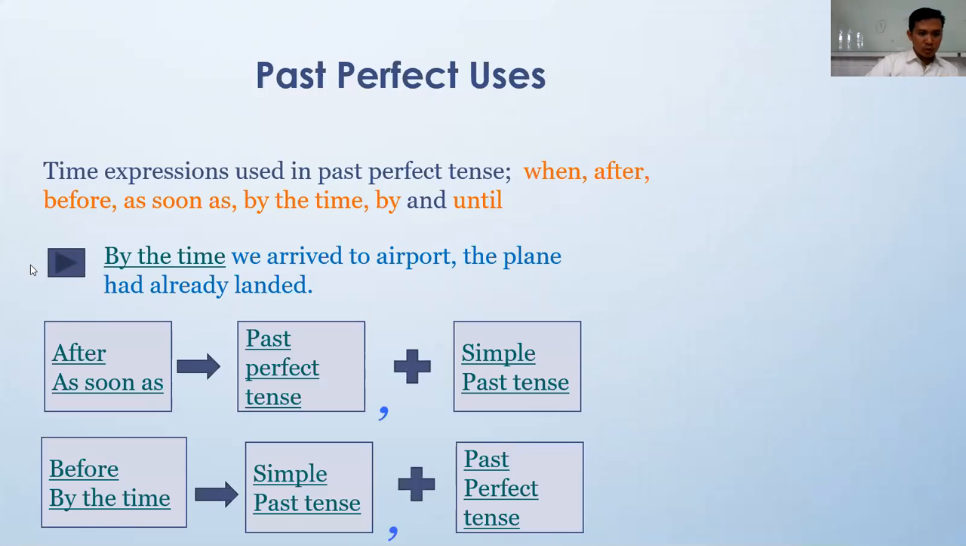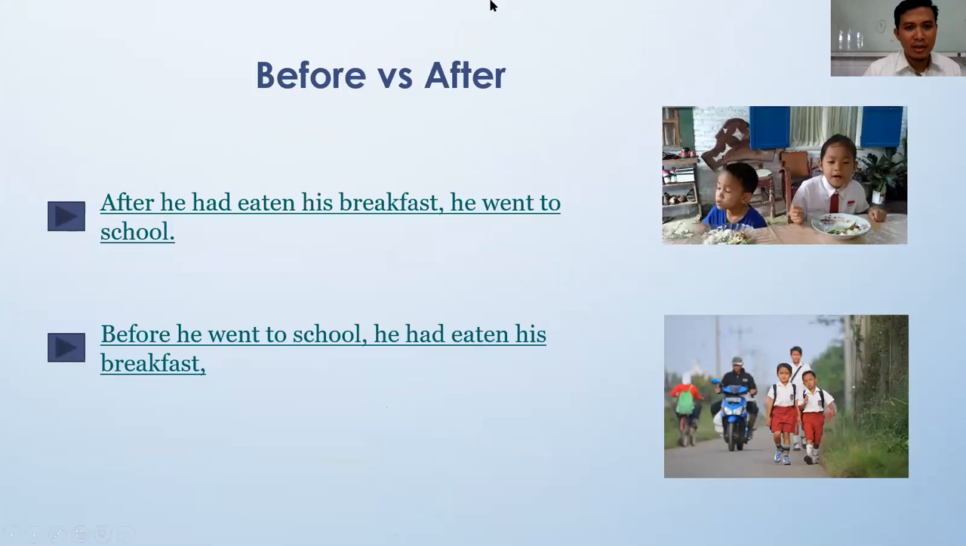Okay, so this one, just ignore this one, okay? So I made a mistake here. So this one, another example, how to use before versus after here. After he had eaten his breakfast, he went to school. So after is followed by past perfect tense, and before is followed by simple past. This is the correct one, okay? After he had eaten his breakfast, he went to school.